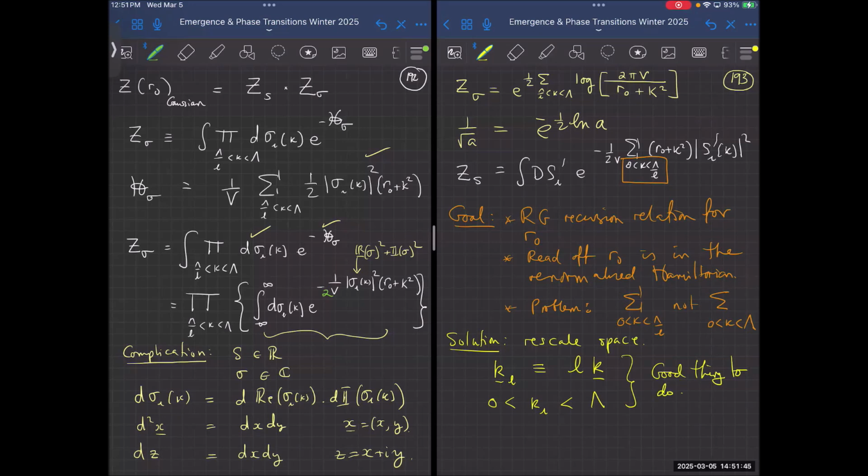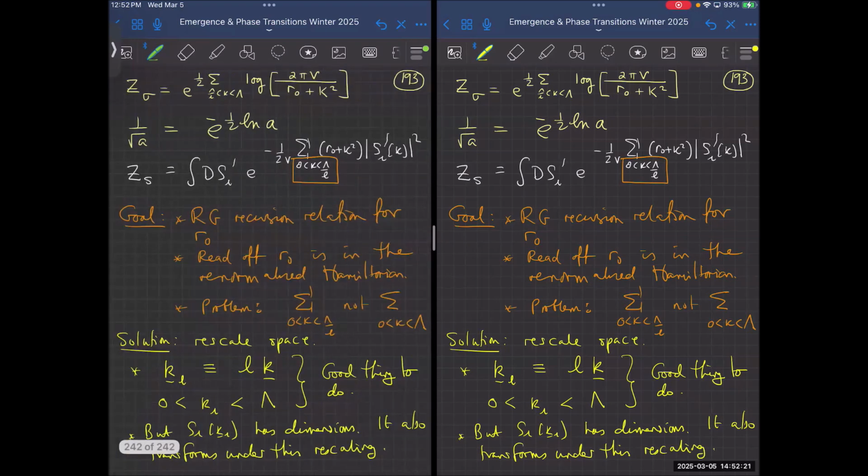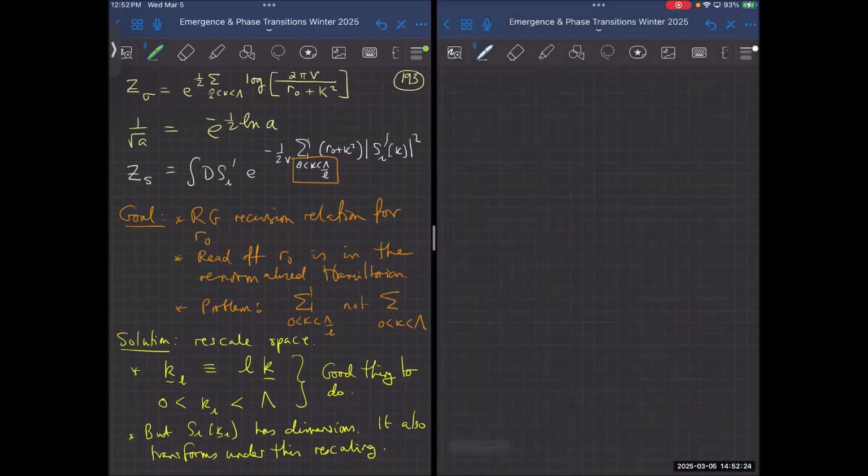So if we're going to do that, then we have to ask the question: S sub L of k has dimensions as well, right? It has dimensions in terms of space. It goes as L to the 1 minus d over 2. So it also transforms under this rescaling. So we'd better see how it transforms. Let's go ahead and do that.